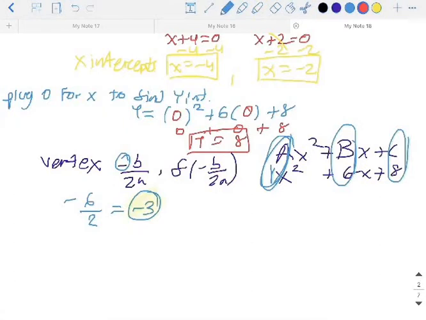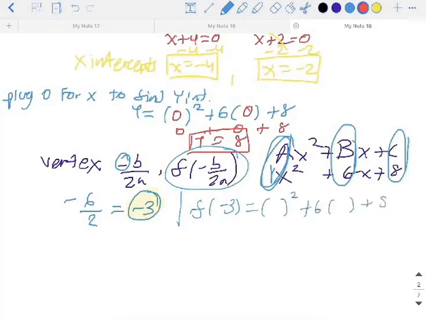So now our next goal is to insert the negative 3 back into the function so that we can get our y value. The function of negative 3, I'll keep these blank, plus 6, plus 8. I will be reinserting the negative 3 and then applying the math from here.